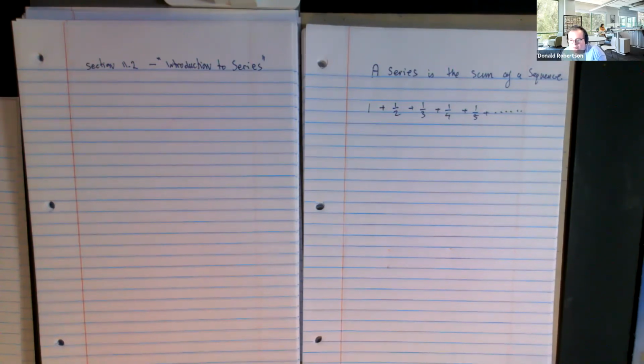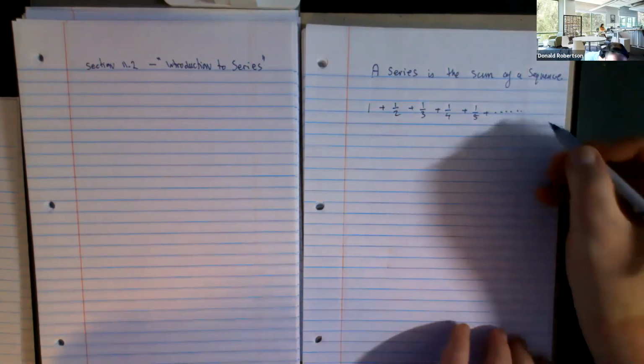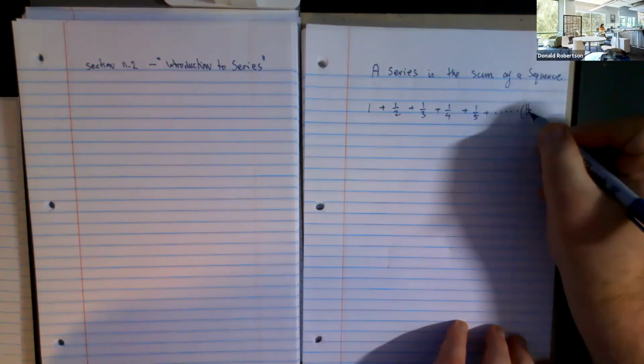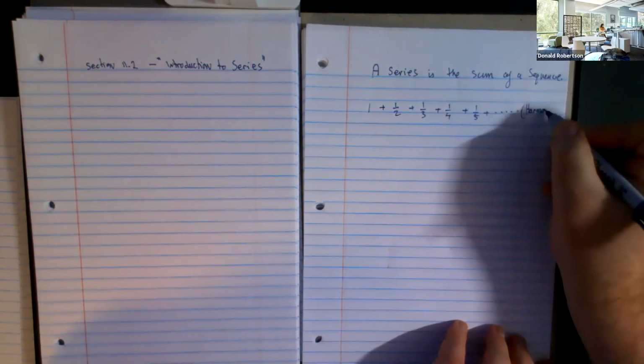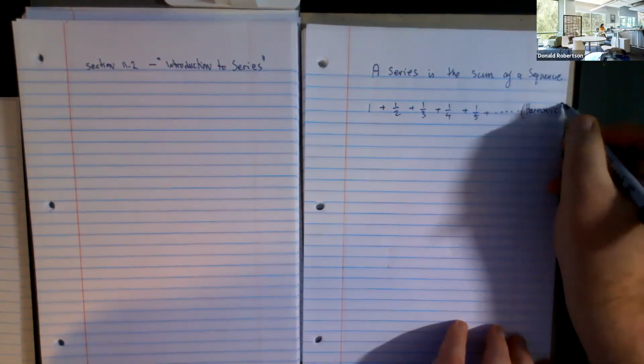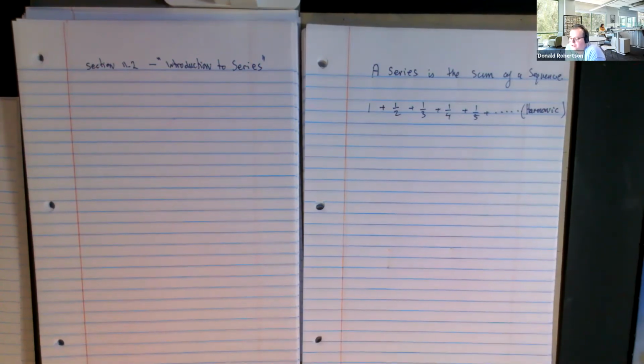That is an example of a series. It's a very interesting one. It's called the harmonic series. Anytime a series gets a name, you know it's probably going to be useful. You're going to do it a lot. And the harmonic series crops up quite a few times in this particular chapter 11.